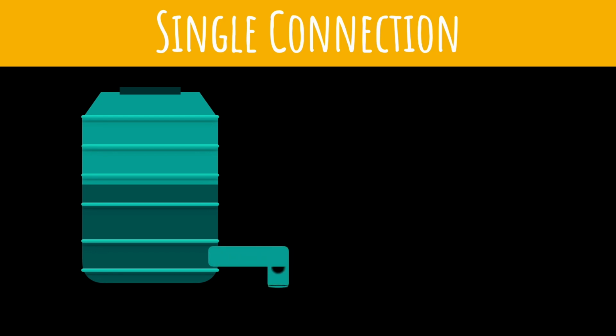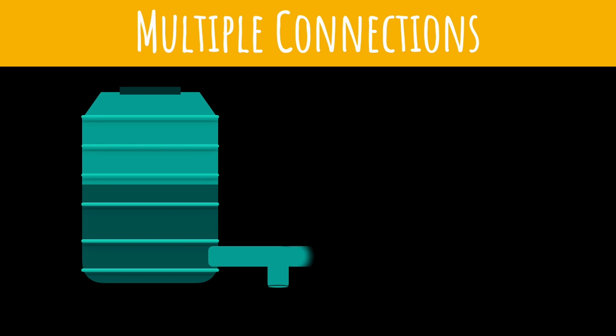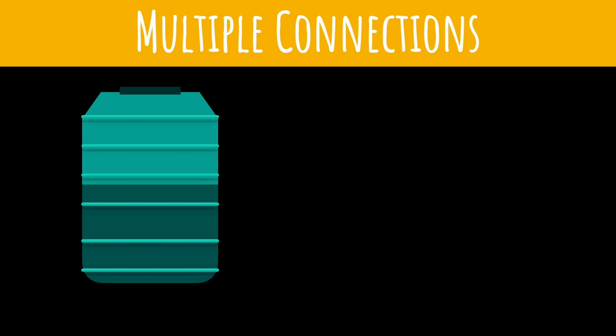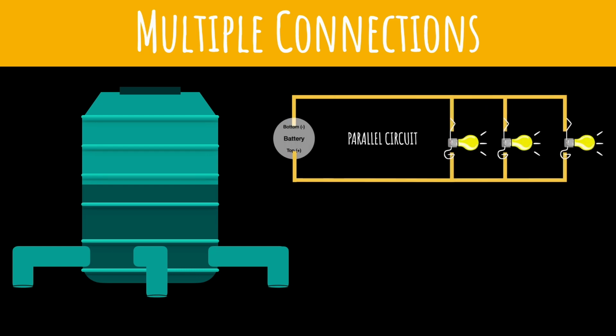So in this case, a simple circuit is basically a single connection to the water tank, and you're drawing water from that connection. So what happens when we connect multiple outlets to the same pipe? That's analogous to a series circuit that we saw before. It's sharing the same current or the same quantity of water. And then if you have multiple connections to the water tank, that's analogous to a parallel circuit. As we saw before, different types of circuits have different implications on the voltage and current that is flowing through the circuit. So we'll look into that next.